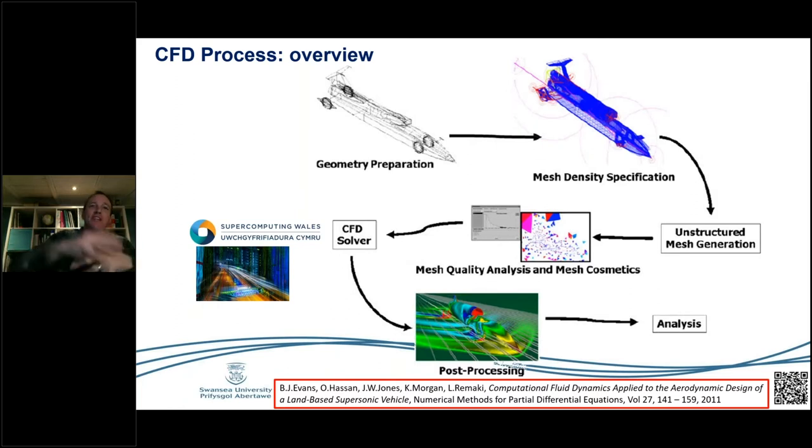We then assemble the data from the CFD system, process it into something that an aerodynamicist or a design engineer can make sense of. So pressure distributions, streamlines, lift and drag predictions, and so on.